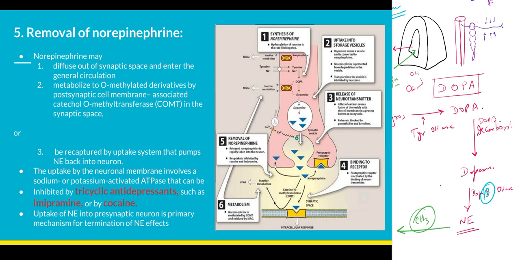So this one is post-synaptic cell membrane related. Remember that it is metabolized into O-methylated derivatives by this post-synaptic cell membrane associated catechol O-methyl transferase. See, it is a catecholamine, right? So O-methylation of catecholamine, what should be the name of the enzyme? Catechol O-methyl transferase. Methyl group is getting transferred.